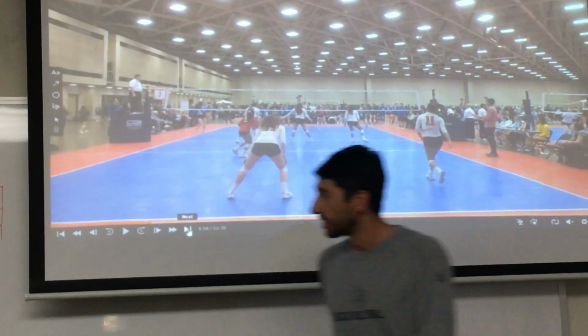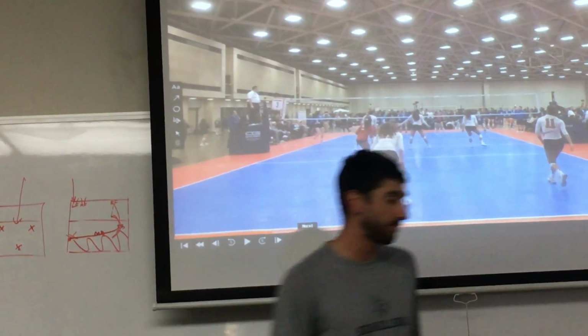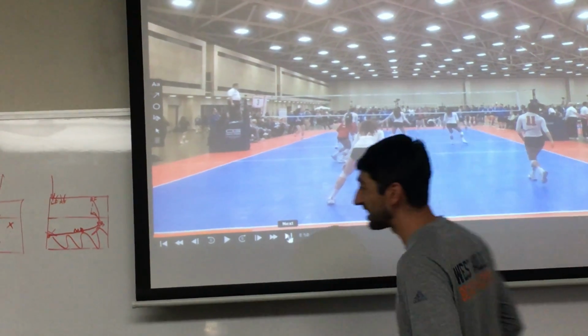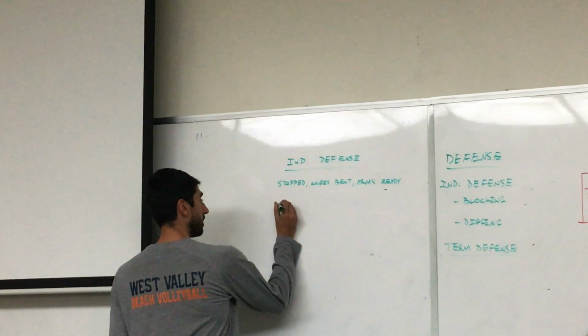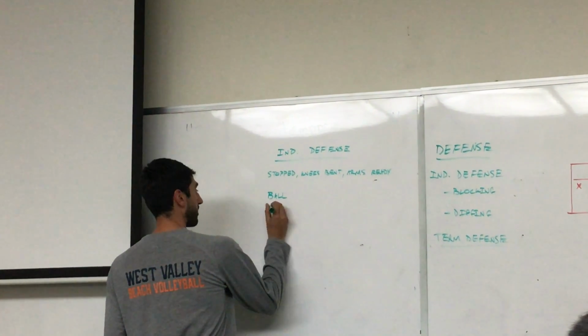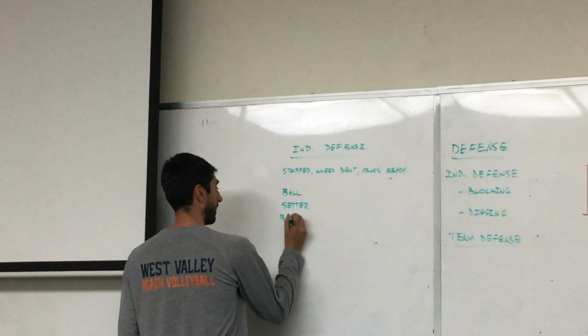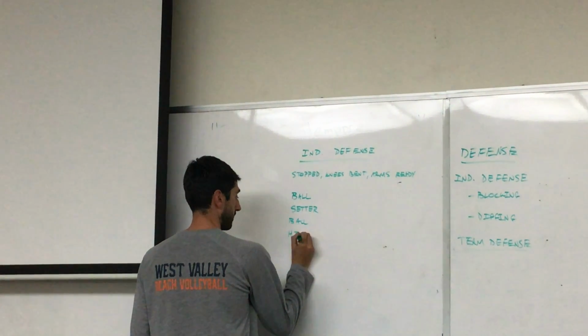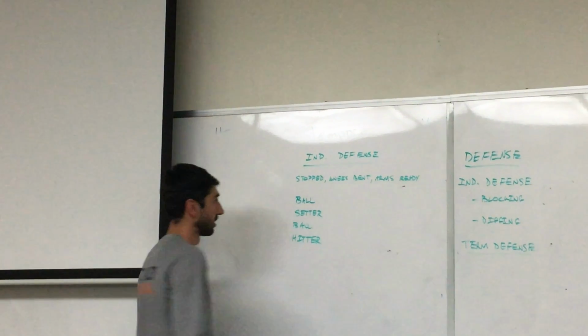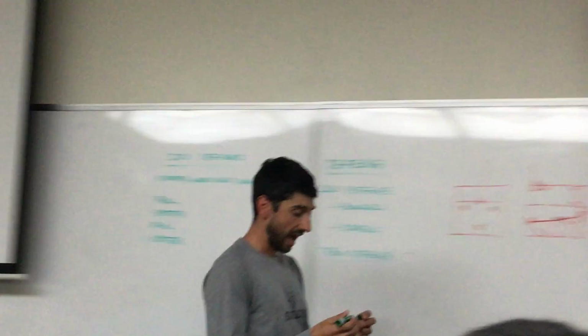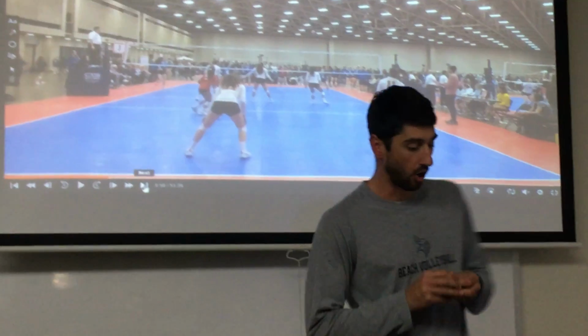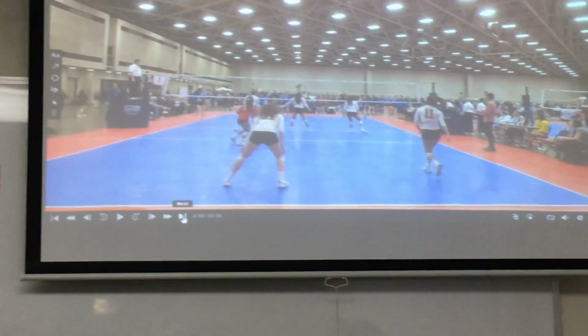And so the next key for defense is a sequence of reading, which we call ball, setter, ball, hitter. So we start to ask ourselves, ball, setter, ball, hitter. Let's find out what this means.